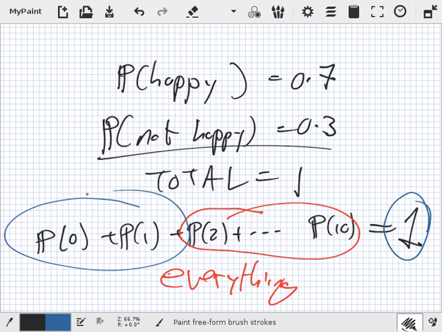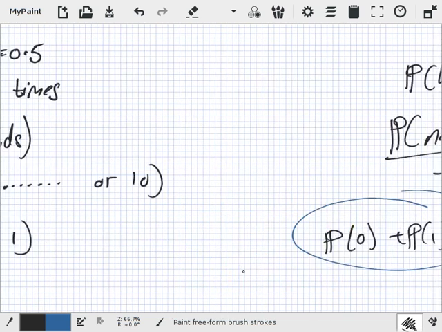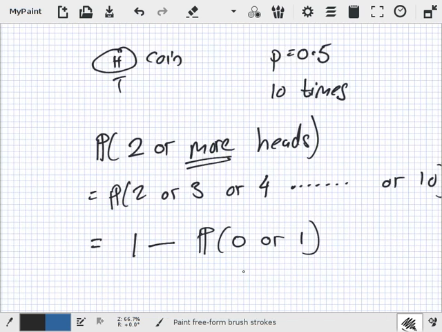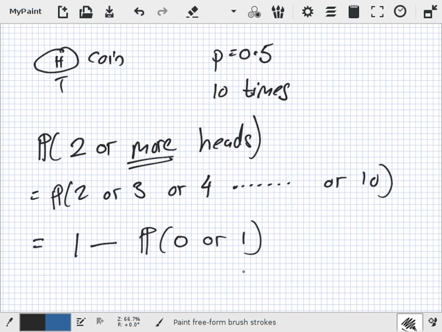You get this, are you sure? Yeah. So here, if they say like 4 or more, it would then be 1 minus the probability of 0, 1, 2, 3. Yeah, if it said 4 or more, then it'd be 1 minus 0, 1, 2, 3, because the 4 is on the other one.